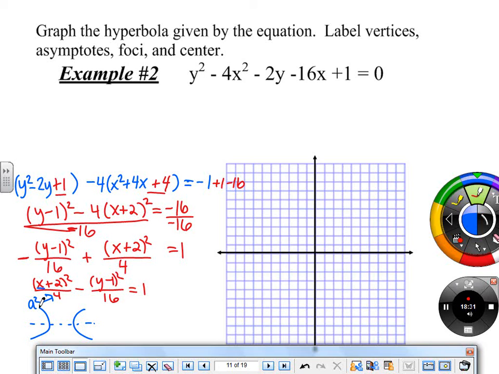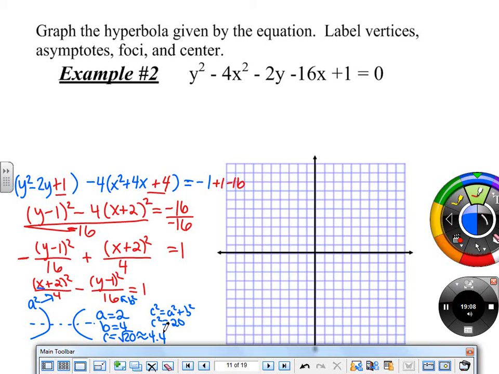Okay? And I know from here that if a squared is 4, then a is 2. B squared is 16, so b is 4. And then remember that our c squared can be found with a squared plus b squared. Okay? So it's going to be 16 plus 4 is going to be 20. So c is going to equal the square root of 20, which we already went through, approximately like 4.4 or something like that.